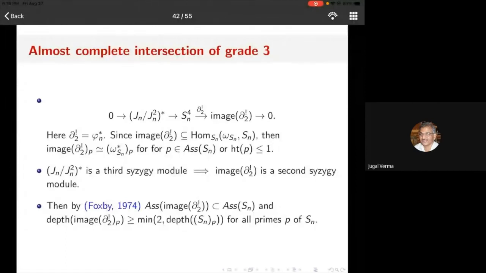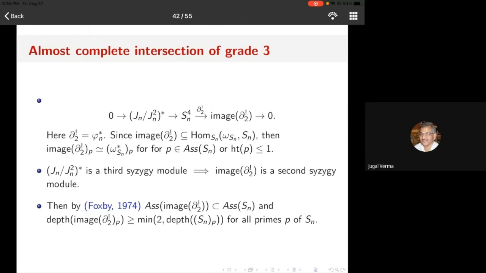That means the image of partial 2 prime is contained in the dual of the dual of omega Sn. So for associated primes of Sn, or primes with height less than or equal to 1, the image of partial 2 prime is isomorphic to omega star Sn by this. For other primes, by the sequence we see that Jn mod Jn square star whole star is the third syzygy module. So this image of partial 2 prime is a second syzygy module, and by the result of Evans-Griffith, the associated primes of the image of partial 2 prime are contained in the associated primes of S, and the depth of the image of partial 2 prime is bigger than or equal to the minimum of 2 and depth of SnP.